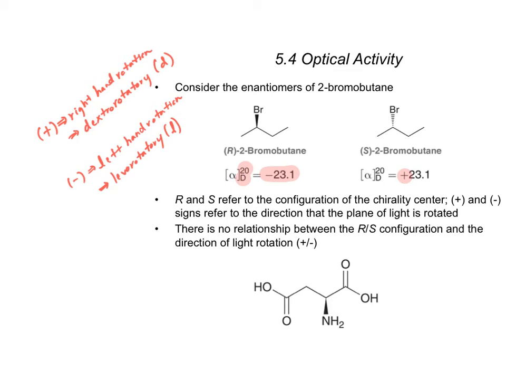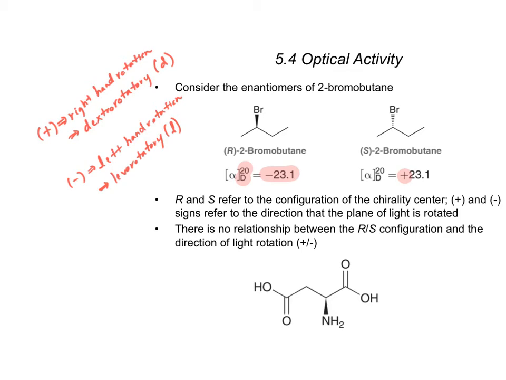Okay, so again, coming back to this idea behind RS versus positive negative, or L versus D, they have no correlation with respect to one another. Okay, so if you have an R enantiomer, even though it is negative for this guy, it could be positive for another molecule entirely.